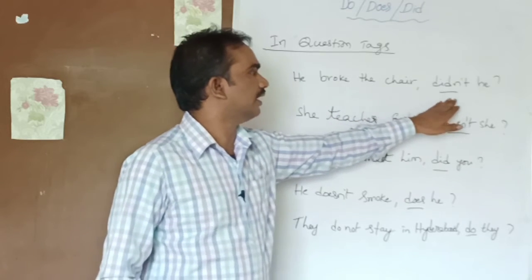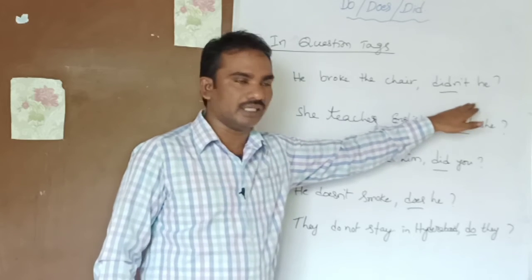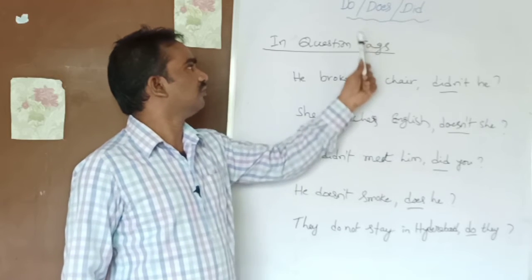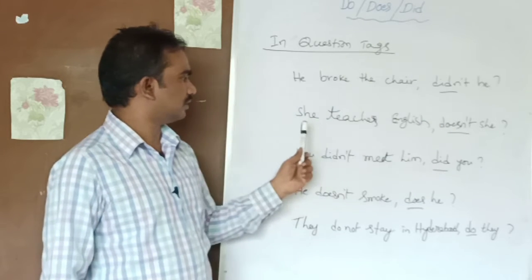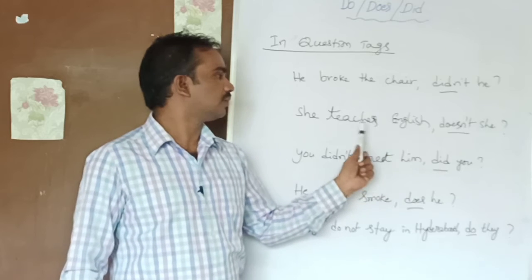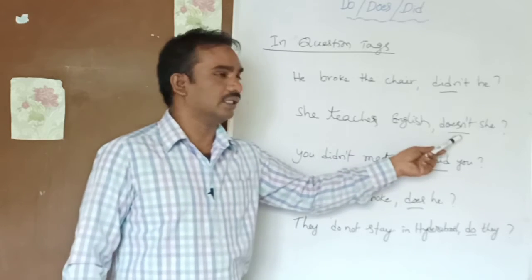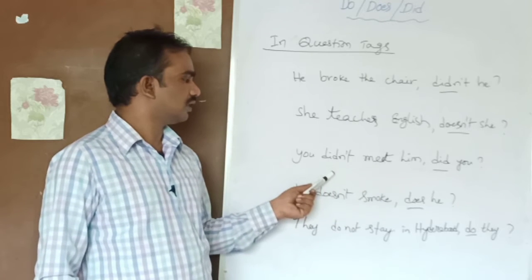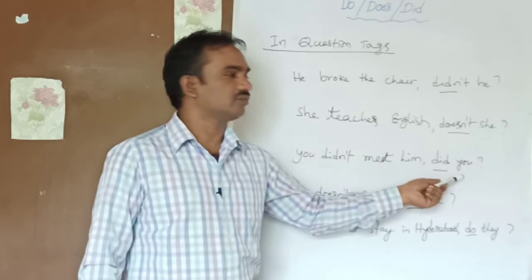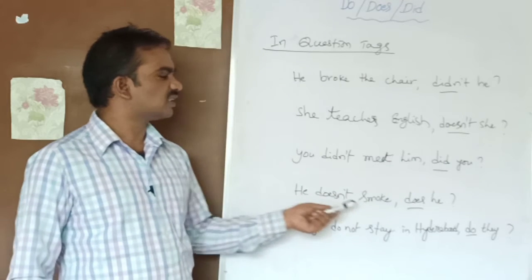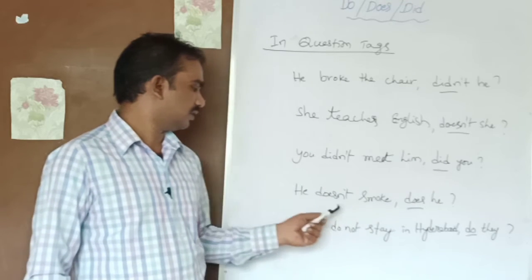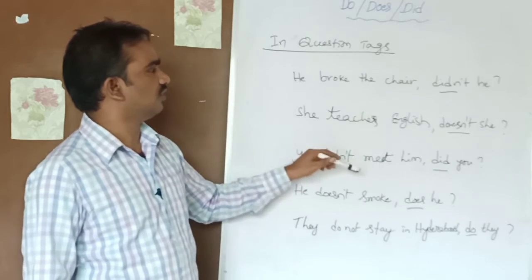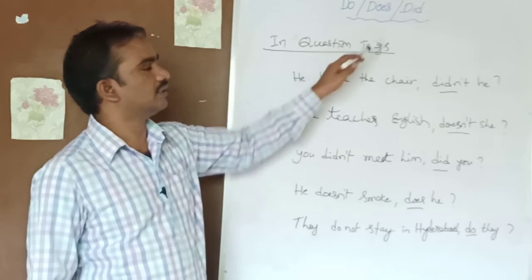So did, did not, didn't he. He broke the chair, didn't he. So here we are using did. She teaches English, simple present tense, doesn't she. You didn't meet him. This is a negative sentence, so positive tag, did you. He doesn't smoke, does he. They don't stay in Hyderabad, do they. So this is how we use do, does, did in question tags.